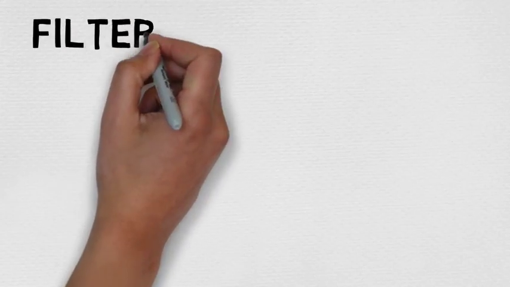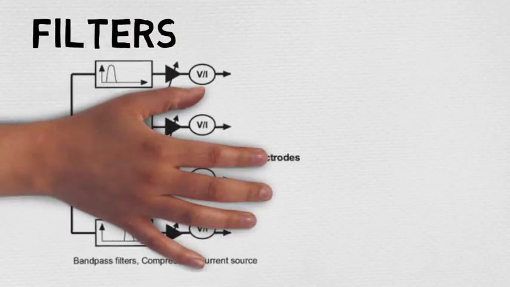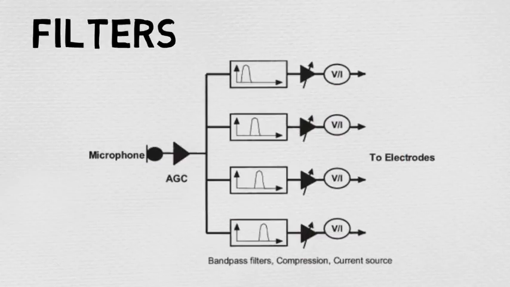Filters. The schematic diagram of the continuous interleaved sampling processor is similar to the compressed analog processors, but the band-specific signal is subject to envelope extraction via either a rectifier and low-pass filter, with a cutoff frequency typically set in the range of 160 to 320 Hz. The slowly varying temporal envelope from 3 to 4 spectral bands can deliver high levels of speech intelligibility in quiet.